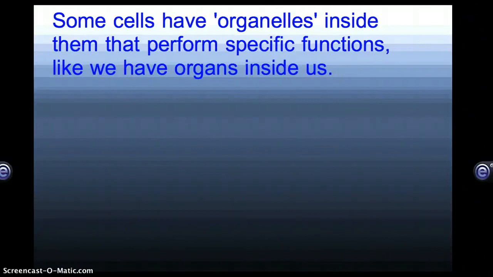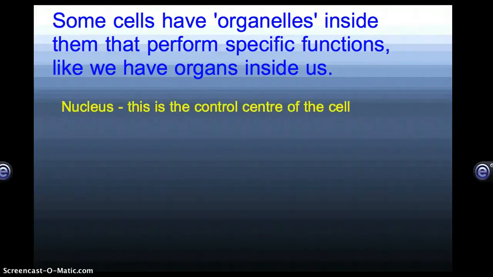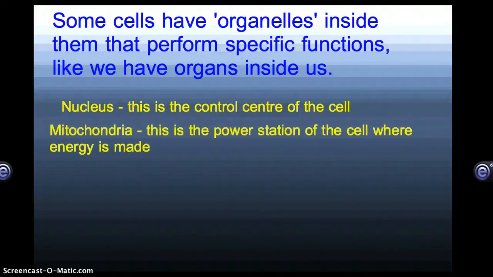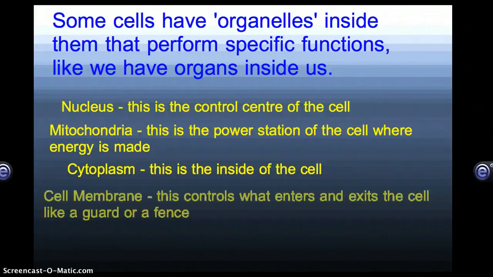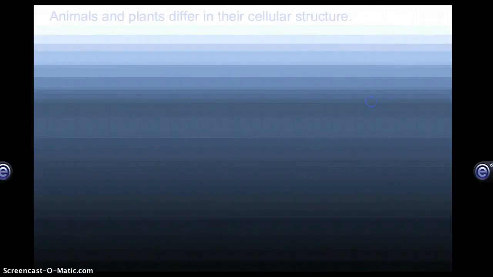Some cells have organelles inside them that perform specific functions, like we have organs inside us. The nucleus is the control center of the cell. The mitochondria are the power stations of the cell. This is where energy is produced. The cytoplasm is the inside of the cell and is like jelly. The cell membrane is around the outside of the cell, and this controls what enters and exits the cell, a little bit like a guard tower or a fence.